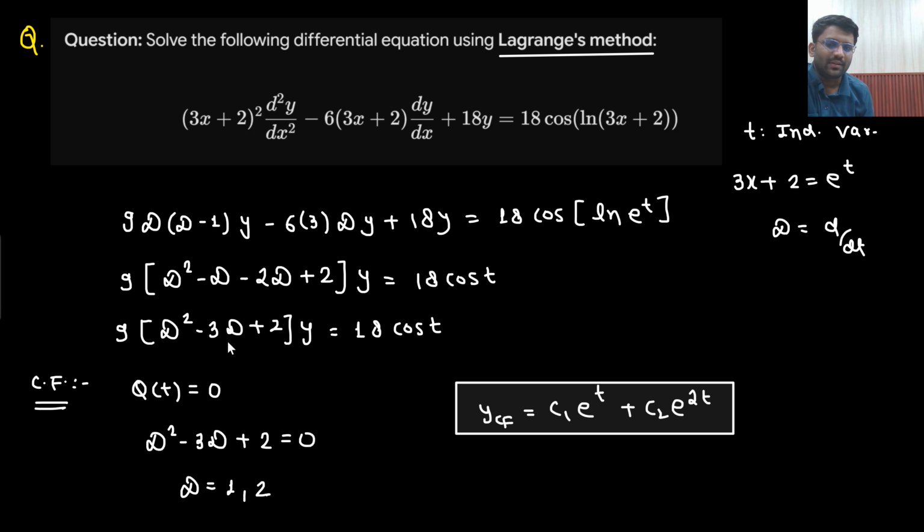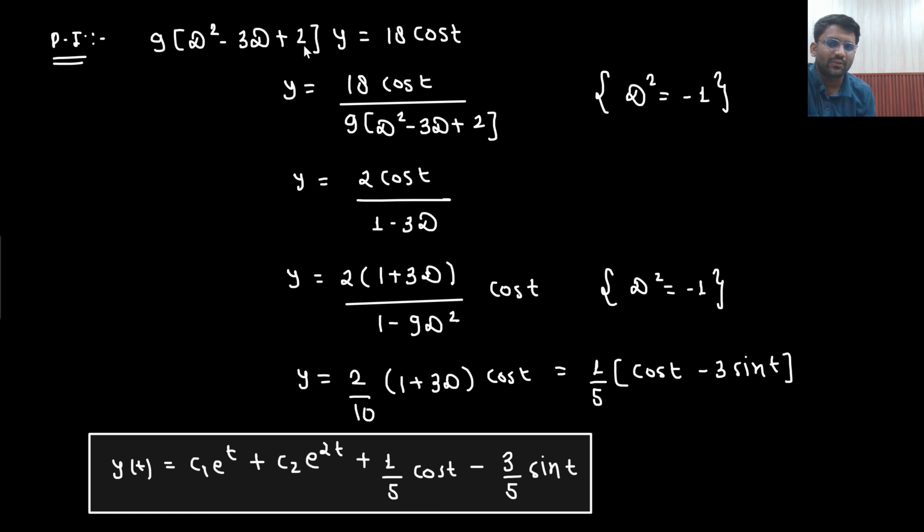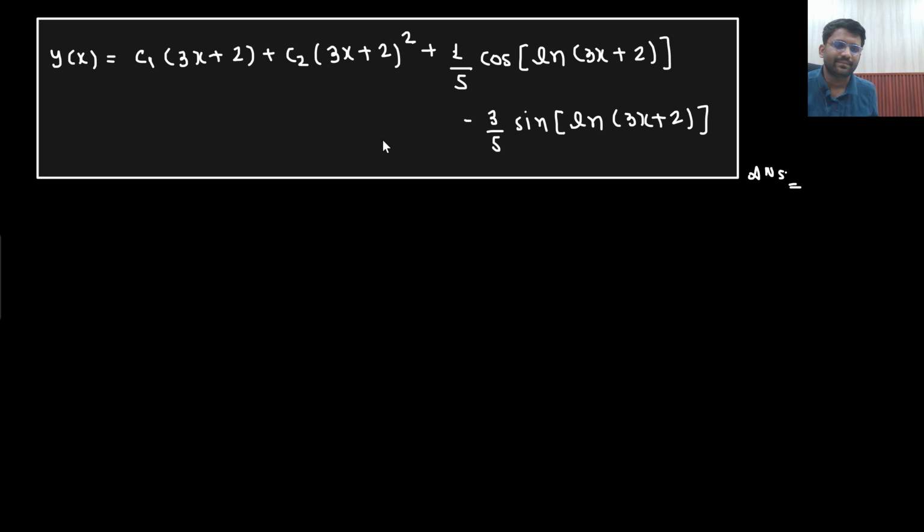CF we can find out because it was the case of non-homogeneous, so first we need to find out CF. d square minus 3d plus 2, d equals 1 comma 2 we are getting. CF we have found out. PI we need to find out, so simply divide it. 2 cos t. Then you can see that d square equals minus 1. So here you are getting 1 minus 3d, multiply with 1 plus 3d and 1 minus 3d, you would know that it will become a square minus b square, so 1 minus 9d square. So d square equals minus 1 we are supposed to put, 2 by 10 into 1 plus 3d, got the correct answer, job done. Okay.